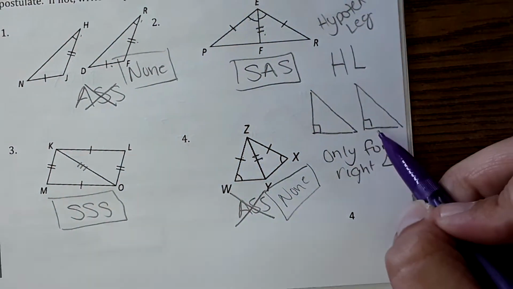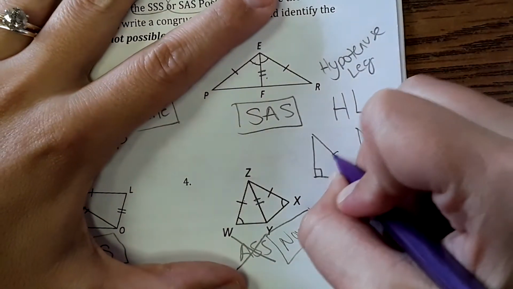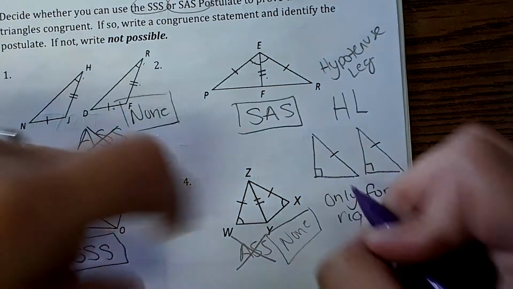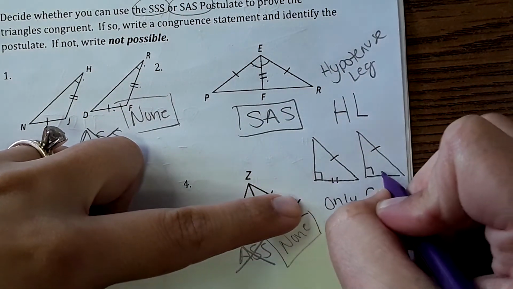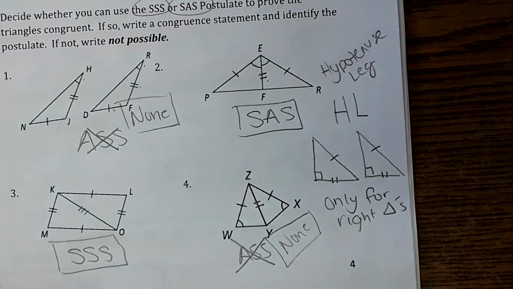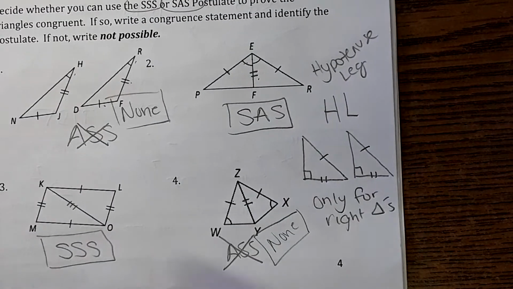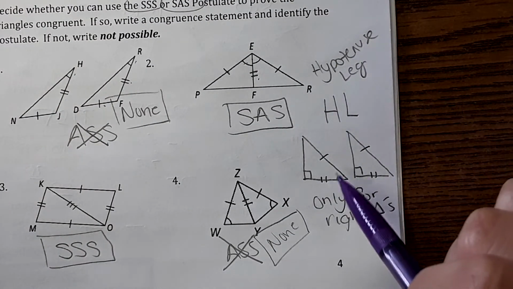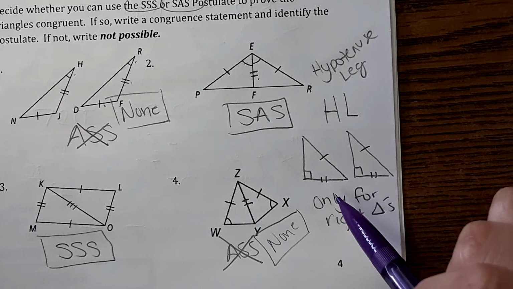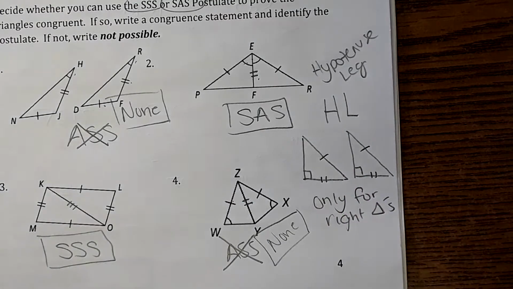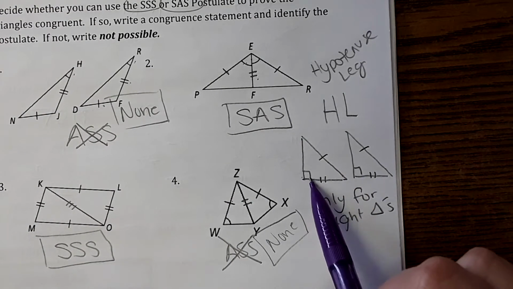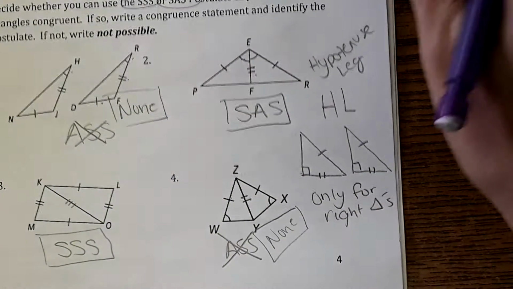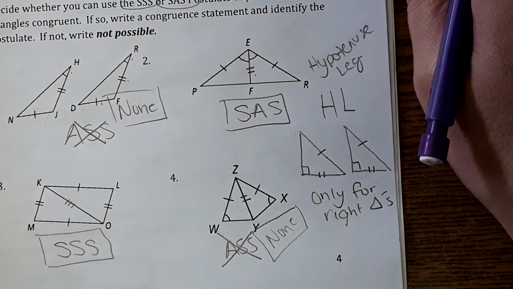And so if you have 2 right triangles and it has a hypotenuse in common, like the same length, and it has a leg with the same length, then these 2 right triangles are congruent. So it's called the hypotenuse leg theorem. If in two right triangles a hypotenuse and one leg are congruent, then they are congruent. But look, it does have the ASS, but the only way that ASS works is with right triangles.